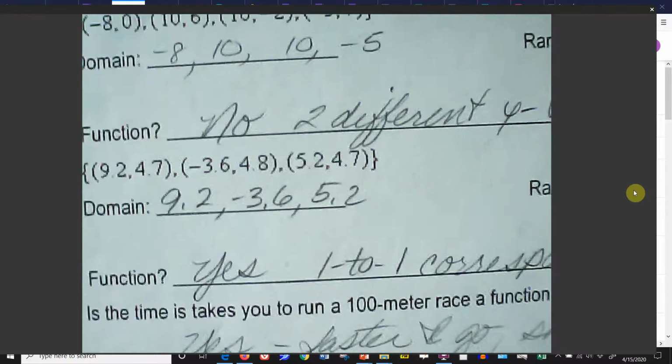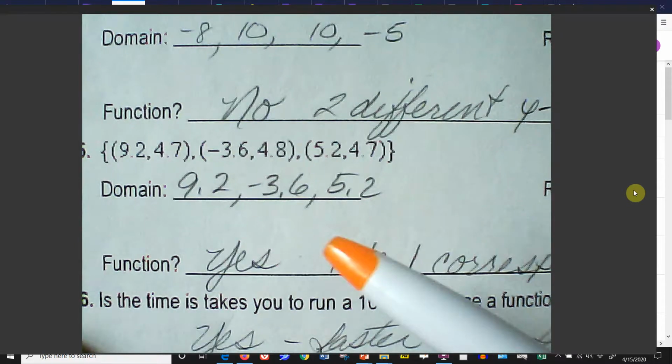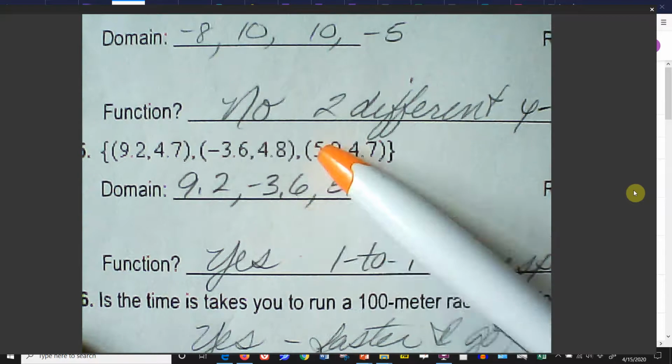Next one. The x values are the domain, so 9.2, -3.6, and 5.2.